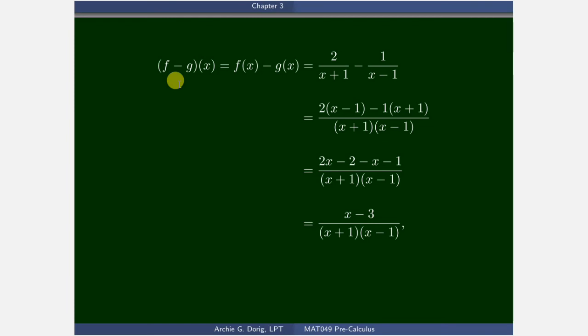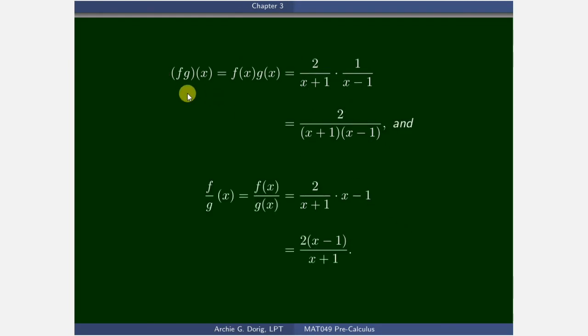And also the difference f minus g of x is equal to f of x minus g of x equals, this is the f of x minus g of x. Then find the LCD, and this is the difference. Under product, we have f times g of x is equal to f of x times g of x. This is the f of x times g of x, and this is their product.